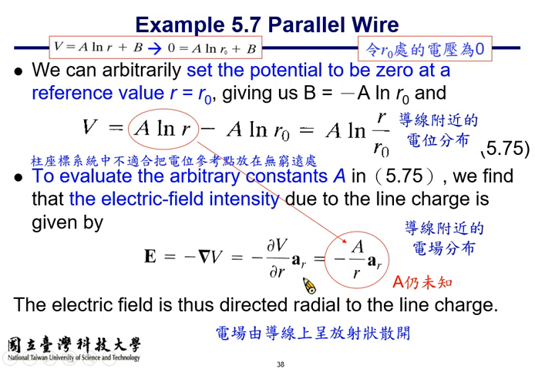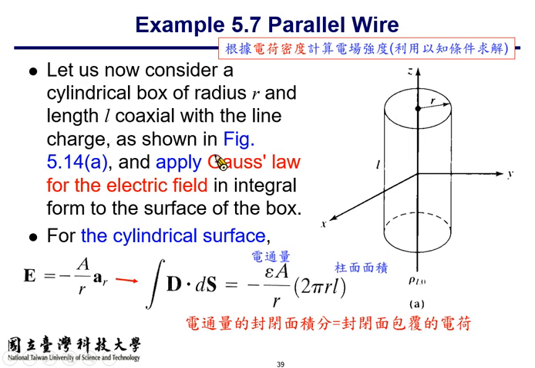As you can see here, the electrical field distribution is symmetric. It's pointing outward from the z-axis, directed along the r direction, and its magnitude is inversely proportional to the distance r, while the constant A still needs to be determined. Then what can we do to determine the constant A? We need to utilize other known information.